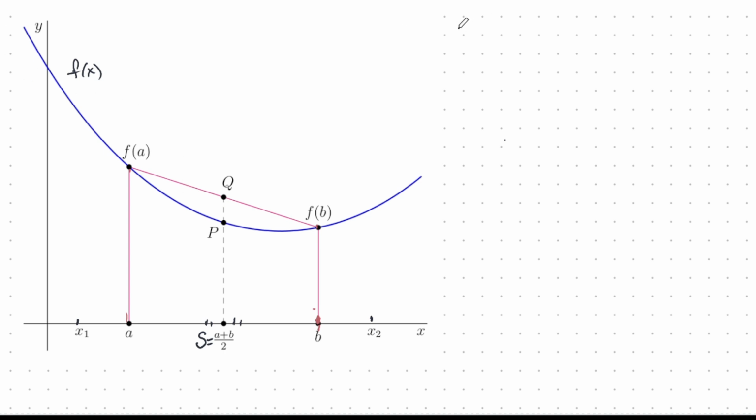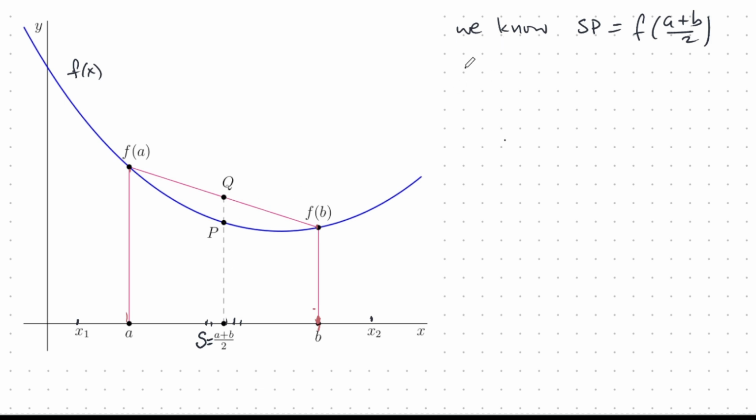Well, first of all, we know the length of SP, because we know the point P. This is S, okay, and so this length from here to P is F of the midpoint S here. So this length is F of (A plus B) over 2. So we know the length of this segment SP. But we don't know the length of SQ, not yet.